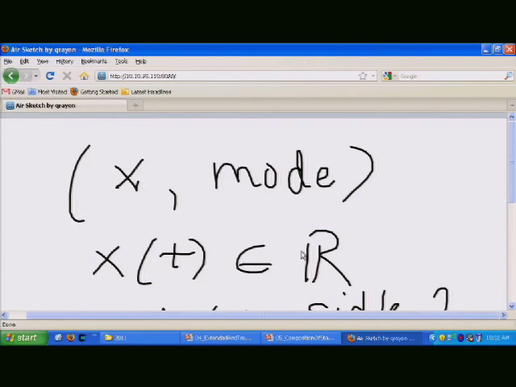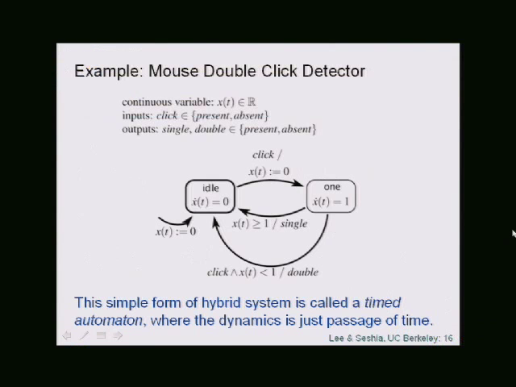So going back to this, now in mode 1, x is tracking time, and let's see what happens here. If x of t becomes as big as 1, so at least one time unit elapses in this mode, then this transition is enabled, and the output is single. So what it means is that if you've spent one time unit in this mode and there was no other click, then it must have been a single click.